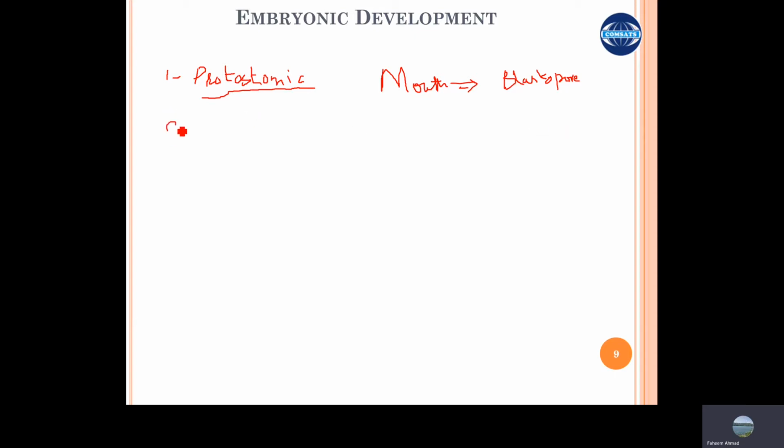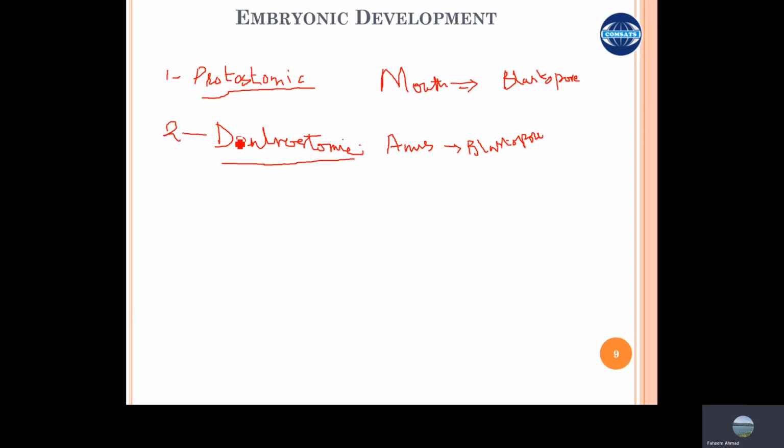The second type of development is called deuterostomic development. This is the advanced level of embryonic development that is present in the chordates and only one phylum of the invertebrates, that is echinoderms, and here the anus is formed from the blastopore. So what is the difference between protostomic and deuterostomic development?